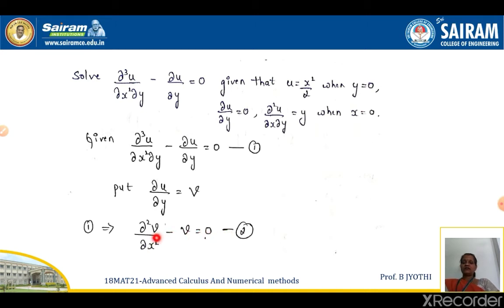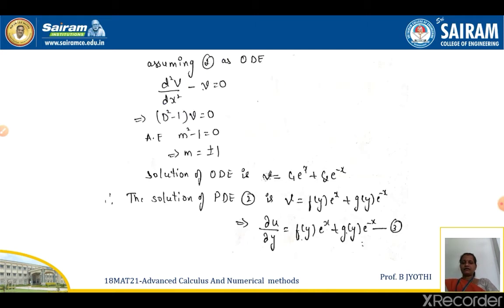And we can observe here one dependent and another one independent variable, and we can consider it as an ordinary differential equation. Then it will be like d²v/dx² − v = 0. We get it as (D² − 1)v = 0. So the auxiliary equation, by replacing capital D as m, is m² − 1 = 0, which on solving we get m = ±1, that is real and distinct.